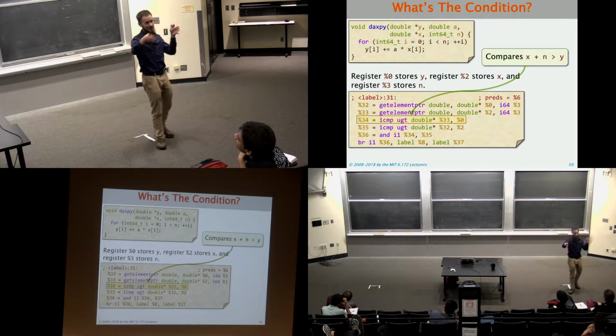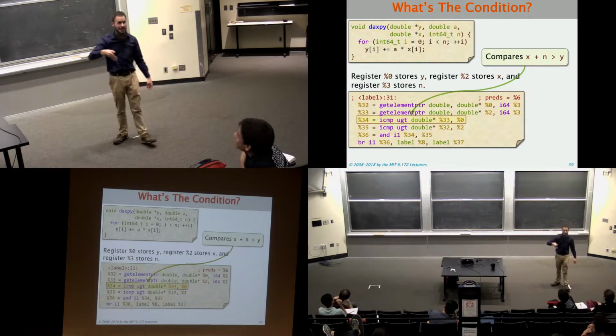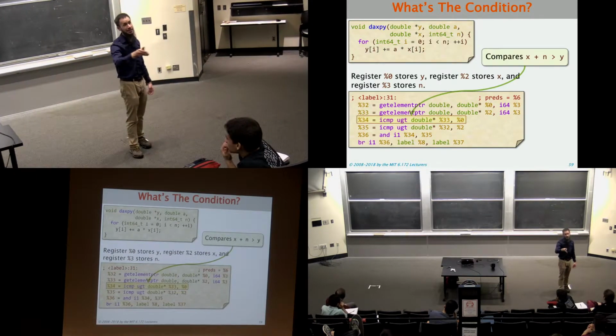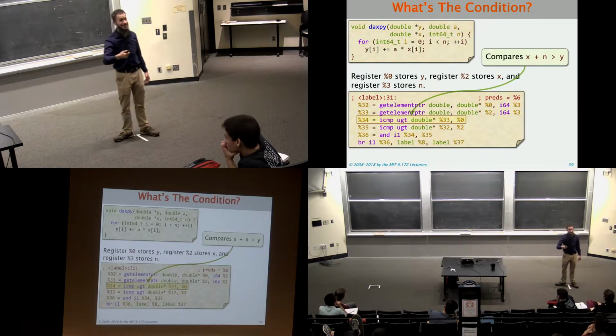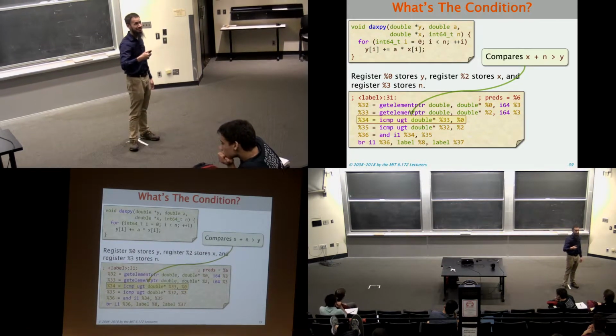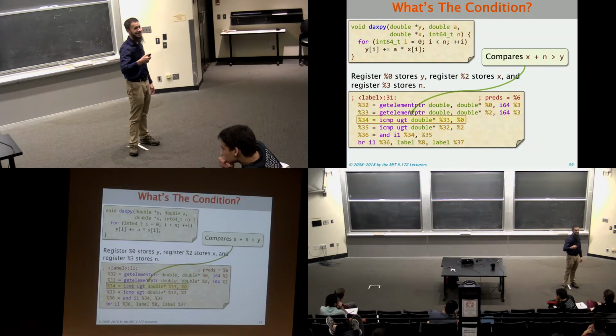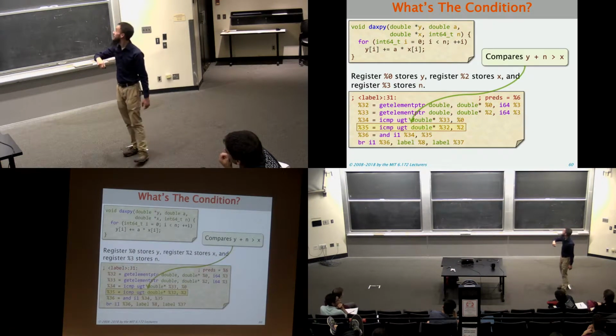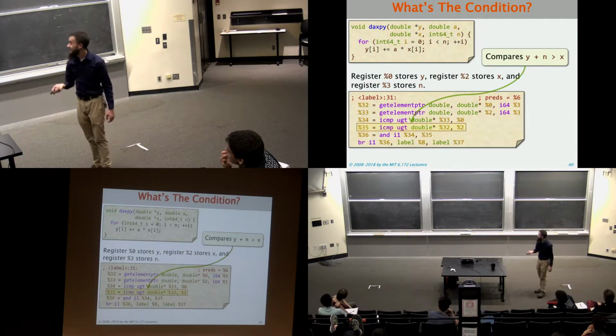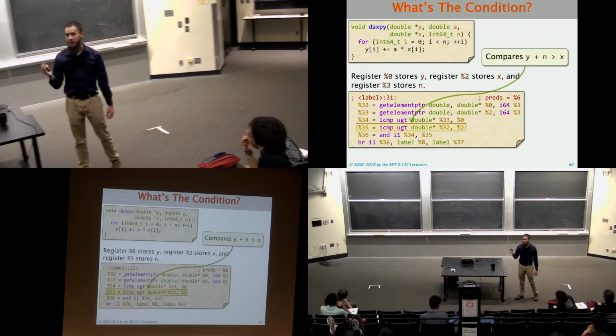We'll take that a little more slowly. It does a comparison of x plus n versus y and checks: is x plus n greater than y? Perfect. How about the next instruction? Yeah, it compares y plus n versus x: is y plus n greater than x? How about the last instruction before the branch?